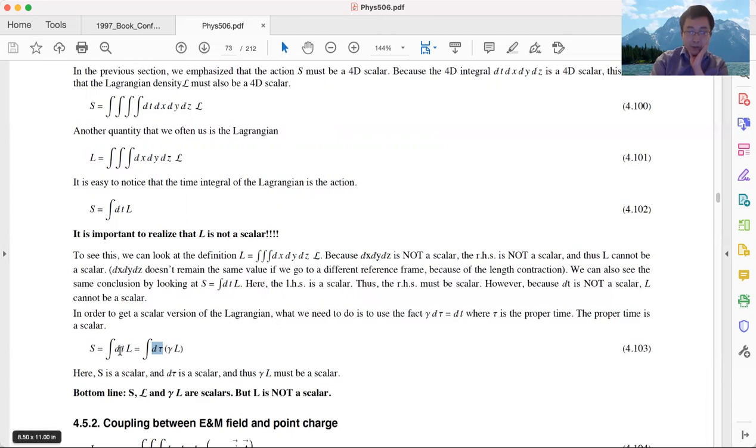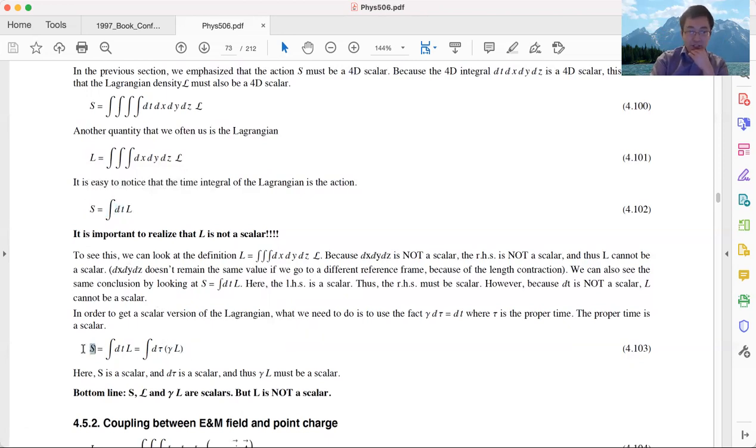We know that the time interval is the proper time times the gamma factor. Gamma factor is 1 over square root of 1 minus v squared over c squared, and the velocity is the velocity of one particle. We know that proper time is a scalar. If action is a scalar, and proper time is also a scalar, then this gamma times L must be a scalar. We know Lagrangian is not a scalar, but gamma times Lagrangian for a point particle must be a scalar. Gamma times Lagrangian is a scalar.